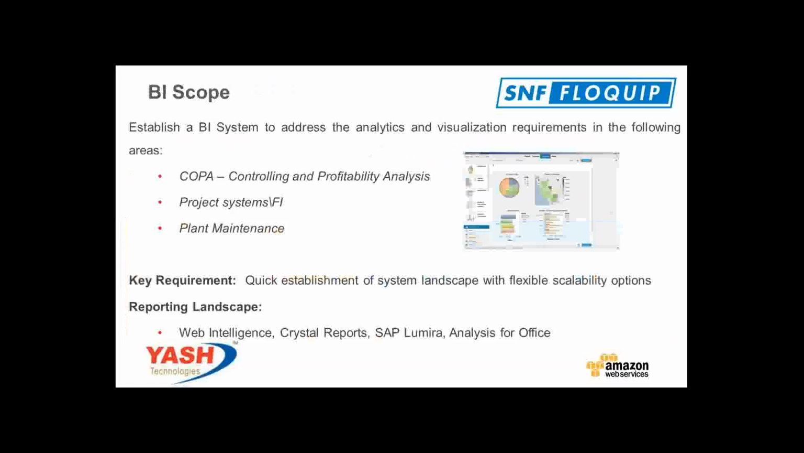So let's get into what the BI scope was for SNF Flowquip. There were 3 key areas of focus: COPA, controlling and profitability analysis, project systems, and plant maintenance. Those were the 3 main focuses that SNF wanted, getting their users better access to those domains of data using analytics, and specifically around visualization. Now, Business Objects has plenty of front-end tools such as Web Intelligence, Crystal, Lumira, Analysis for Office, and those were the tools that were part of the BI scope for deployment.